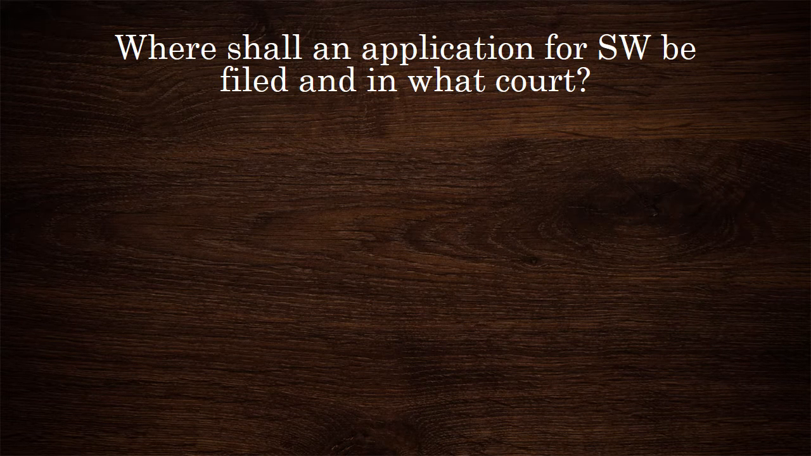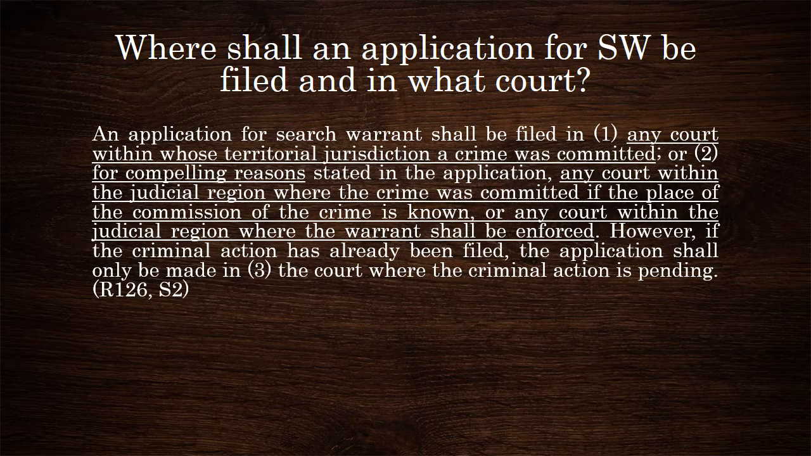Where shall an application for search warrant be filed and in what court? Rule 126, Section 2 provides that an application for search warrant shall be filed in number 1, any court within whose territorial jurisdiction a crime was committed, or number 2, for compelling reasons stated in the application, any court within the judicial region where the crime was committed if the place of the commission of the crime is known, or any court within the judicial region where the warrant shall be enforced. However, if the criminal action has already been filed, the application can only be made in number 3, the court where the criminal action is pending.